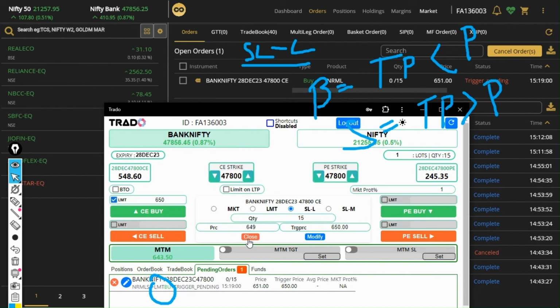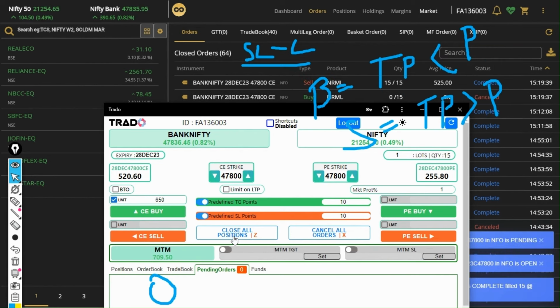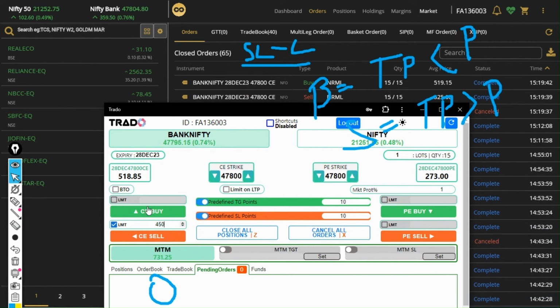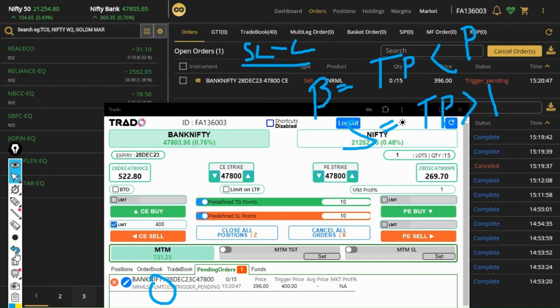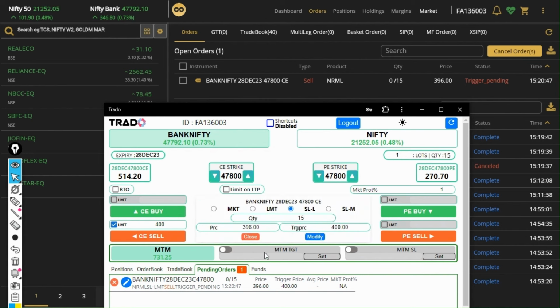Okay, for the sell case, let's close this position and check the sell case also. If I place a sell order, sorry, I place it at market price. Suppose my aim is, whenever the price goes below 450, I want to sell at 450 or 400. Then I want to place my sell order. Simply place the sell order, and you will get a pending order. See, this pending order is an SL limit order.